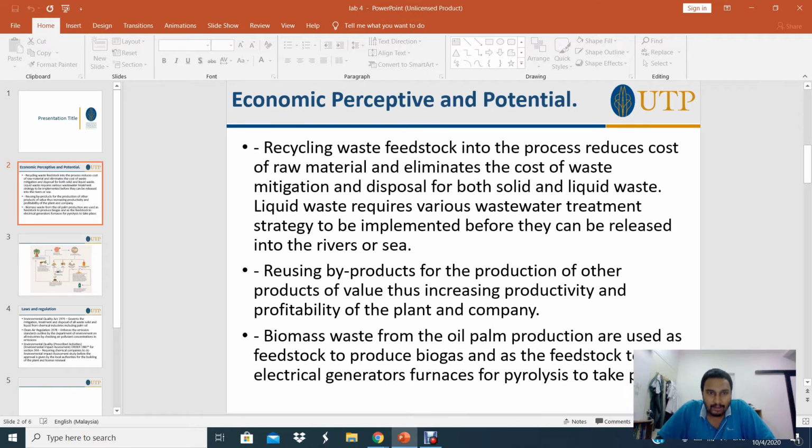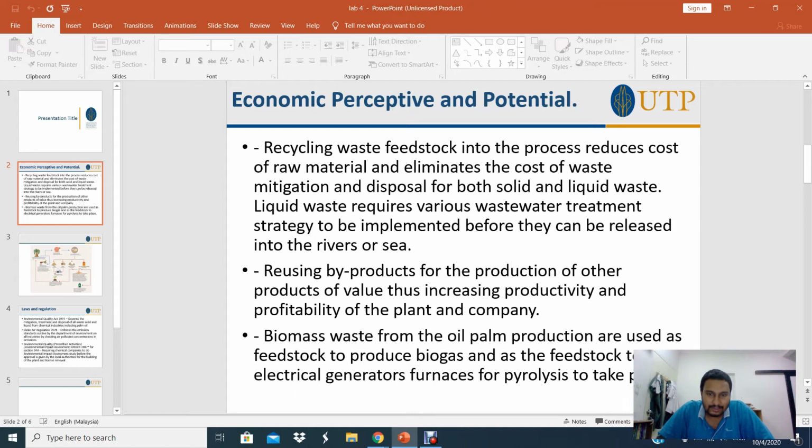I'll be talking about the economic perspective and potential of the oil palm production. So, what we can do to achieve the concept of zero waste: recycling waste feedstock. We reduce the cost of the solid waste disposal. We reduce the cost of wastewater treatment when we recycle raw material, and reusing the byproducts for the production of other products of value, thus increasing the economic potential of the process and financial profitability of the plant and company.